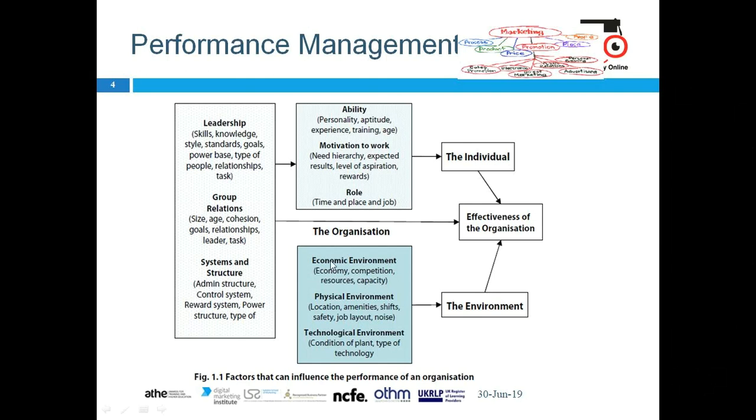Okay, system and structure. So if you want to achieve your performance, whatever they are supposed to achieve, we need to make sure we have a system and structures in place. Admin structure, control system, reward system, power structure, then type of. All this we need to be. Then ability of people. So we need to look around the personality, attitudes, experience, training, motivational theories we can use, how we reward the people.